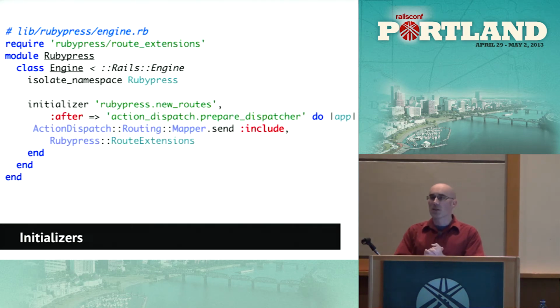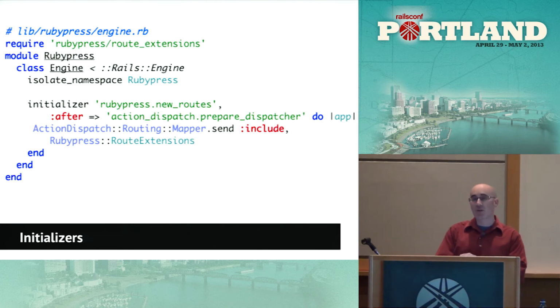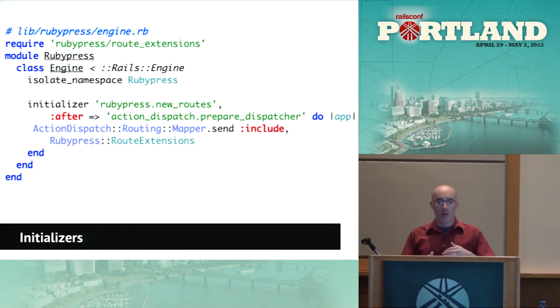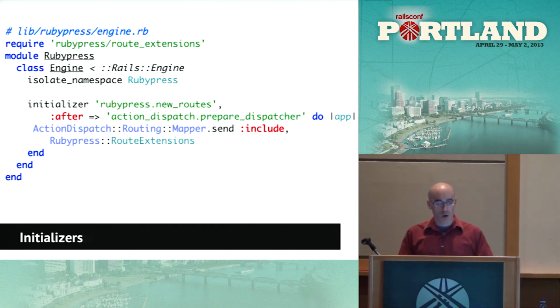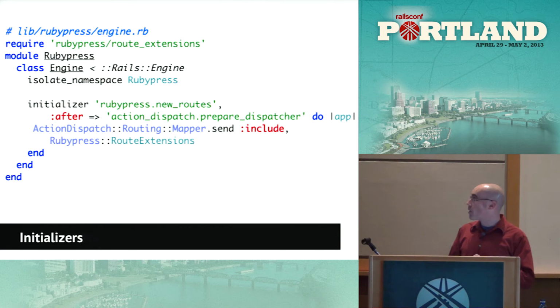The first one you might find yourself doing is adding initializers. Engines can define their own initializers, which hook into the Rails boot up sequence. Rails defines a series of hooks, which you can see here is the action dispatch prepare dispatcher, that happen during startup. And we can specify the initializers such that they happen after the objects we need have already been required and booted up by Rails. In this case, we're going to add some additional DSL to the router. And so we're adding a module to the routing mapper, but we're doing it after we know that class has been set up for us.